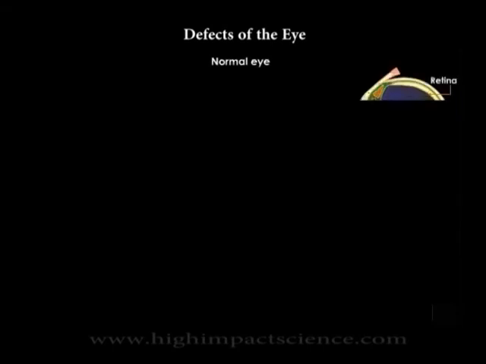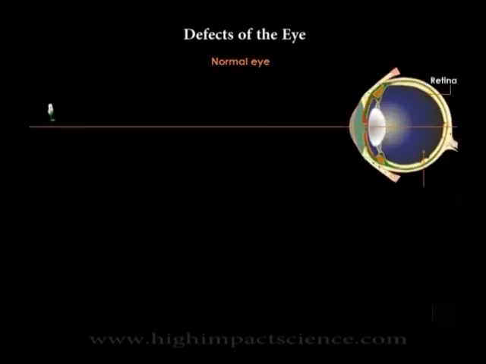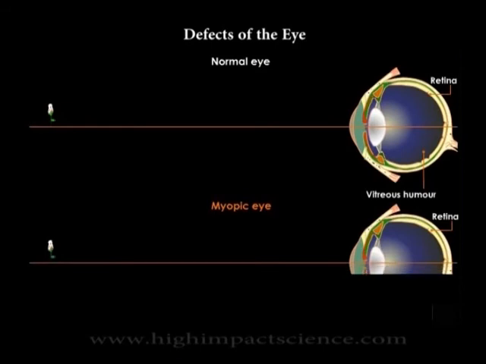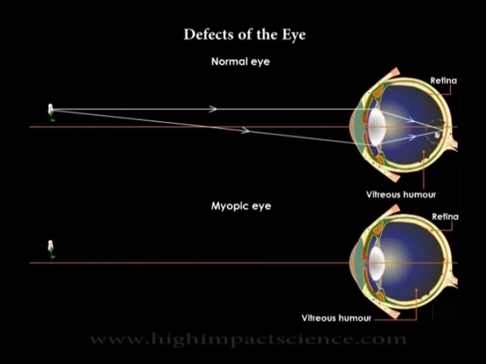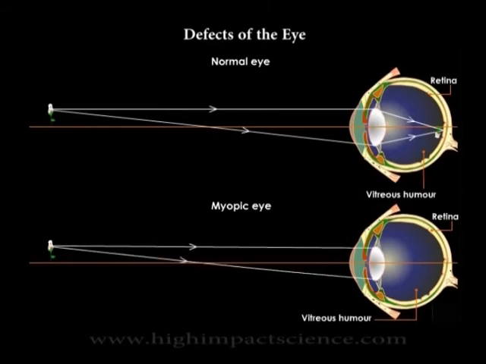Here you can see the image formation in a normal eye and a myopic eye. In the case of the normal eye, light rays from the flower fall on the eye and converge on the retina. Whereas in the myopic eye, the rays are focused in front of the retina.